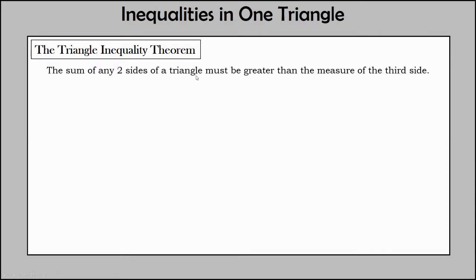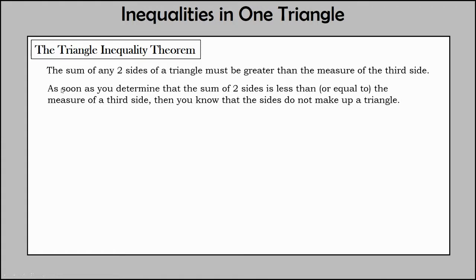So if you're given a list of side lengths, you should be able to identify whether or not those three numbers could represent sides of a triangle just based on the triangle inequality theorem. As soon as you determine that the sum of two of the sides is less than or even equal to the third, you know those sides can't make up a triangle.